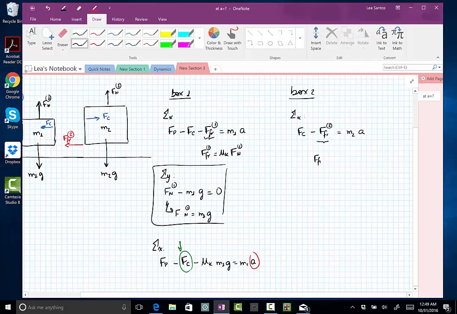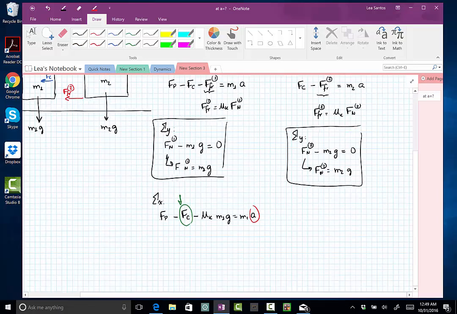Again, I have to find this friction force. This friction force on box 2 is the coefficient of kinetic friction multiplied by the normal force of box 2. Where do I find the normal force of box 2? In the equation along the y direction. There I have Fn2 minus M2g equals 0. There is no motion in the y direction. And from here we get Fn2, which is equal to M2g.